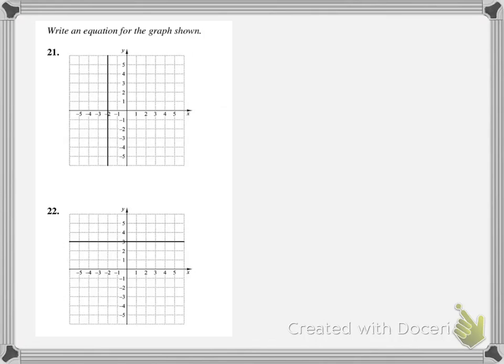Now here's two problems where they give us lines and they want us to write equations, but these are going to be easy because they're horizontal and vertical lines. So since the top one is crossing the x-axis, then it must be x equals negative 2. And since the bottom one is crossing the y-axis, it must be y equals 3.